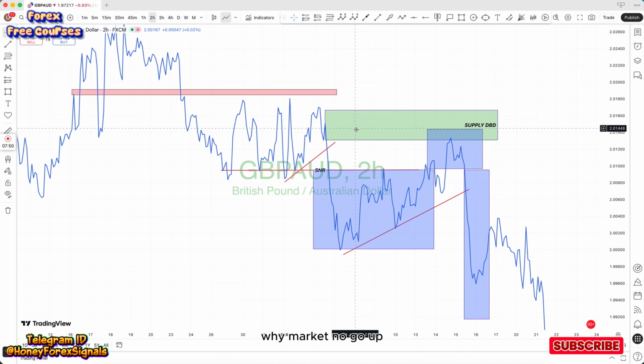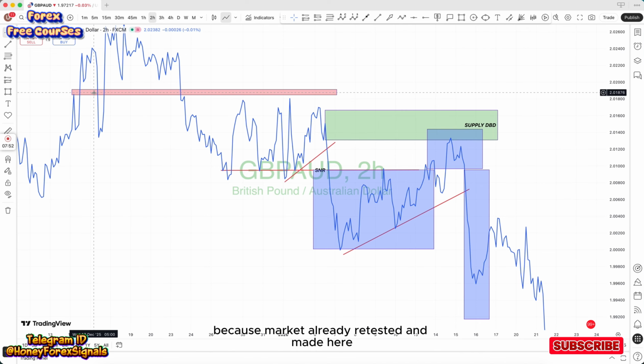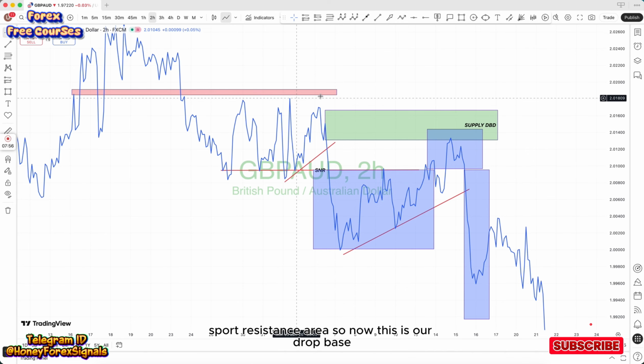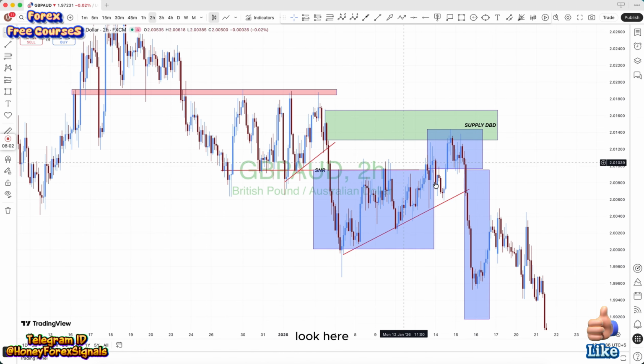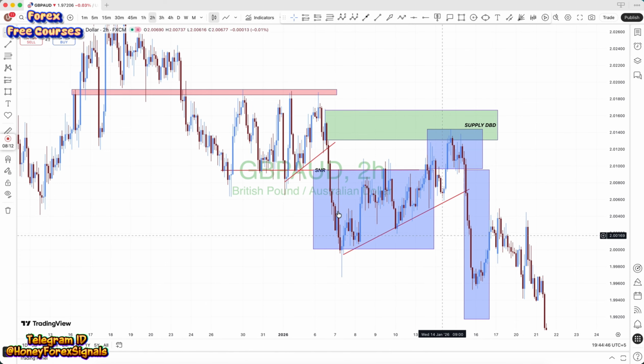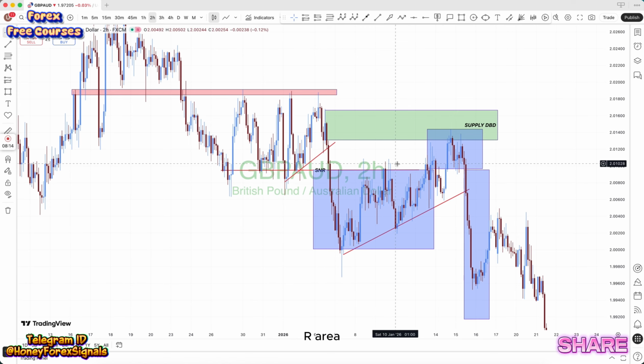Why does the market not go up? Because the market already retested and made a support resistance area here, so now this is our drop base drop supply area, confirmed. Look here, same: higher high, higher low, lower low QM. We mark this as support resistance, SNR area. We can work in the line chart.